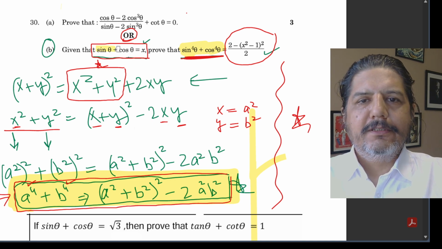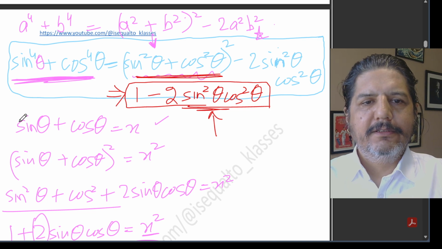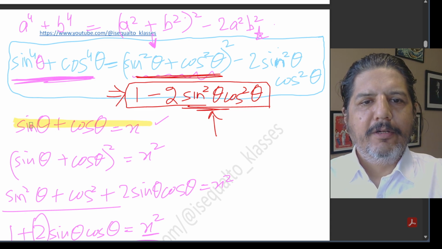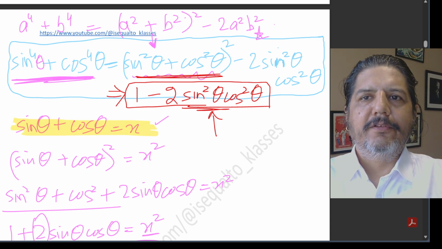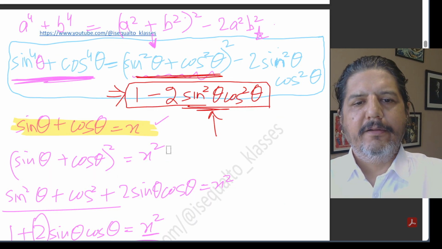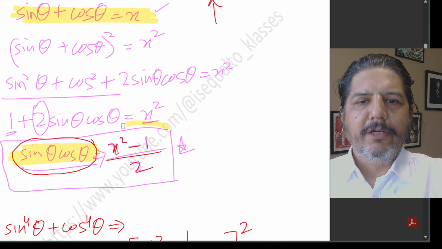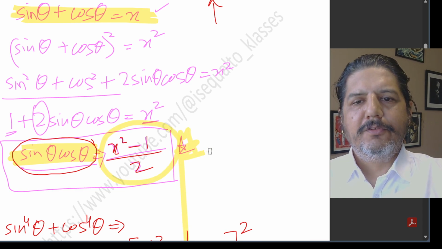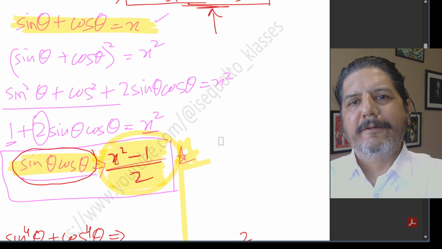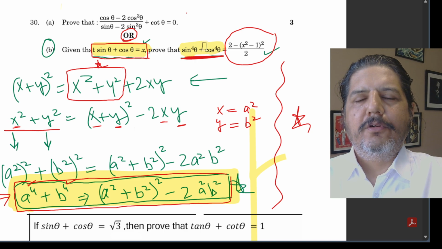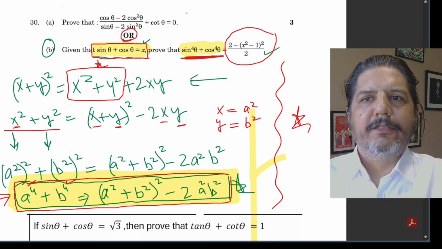Then what I did was I have sine theta plus cos theta is equal to x. Then I manipulated this. This is how I manipulated it here. This is the result which was given to me. I took it here and I found the value of sine theta cos theta. So value of sine theta cos theta is equal to (x square minus 1) upon 2. This is the value which I'll be using. Where? I'll be using this value in this expression: sine raised to power 4 theta plus cos raised to power 4 theta.